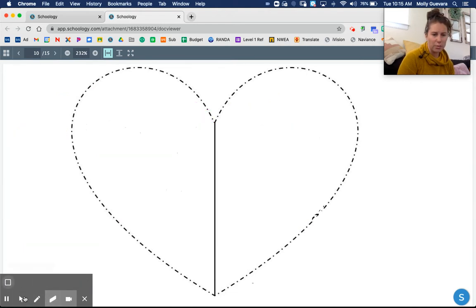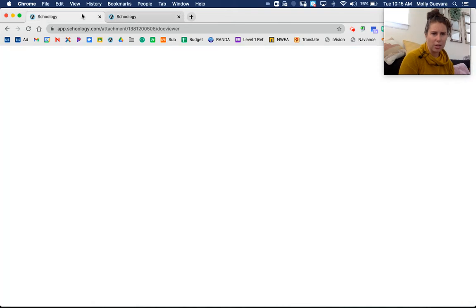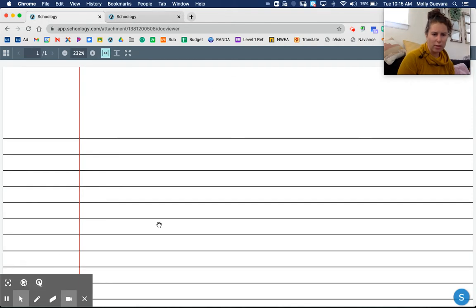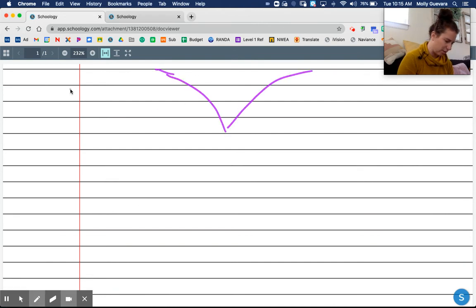So what we're going to do is we're going to do an example here. Just like on your paper, if I go here, right? So if this is like the bottom of the heart, right there, we're just going to do it right here, okay? So we're going to do a quick example.